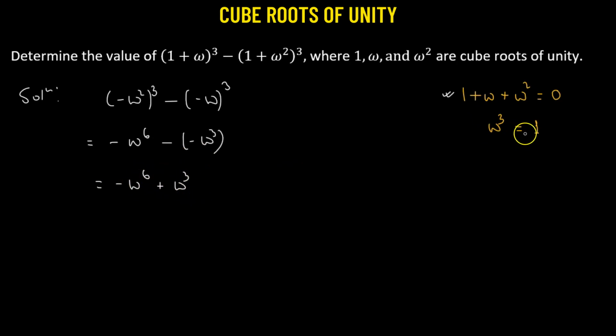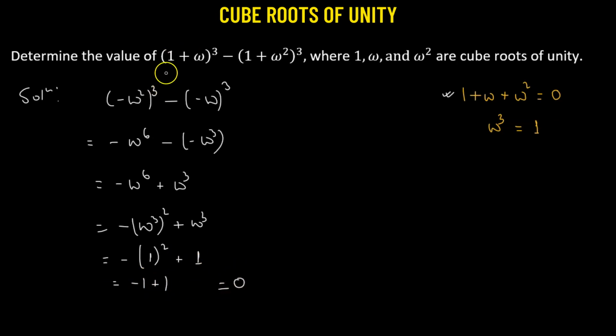Now ω³, we know that value is equal to 1, and we have here ω⁶, which is simply (ω³)² + ω³. So here we have ω³, which will be replaced with 1² + 1. That gives us −1 + 1, which is equal to 0. So the value of this particular expression will be equal to 0, provided 1, ω and ω² are cube roots of unity.